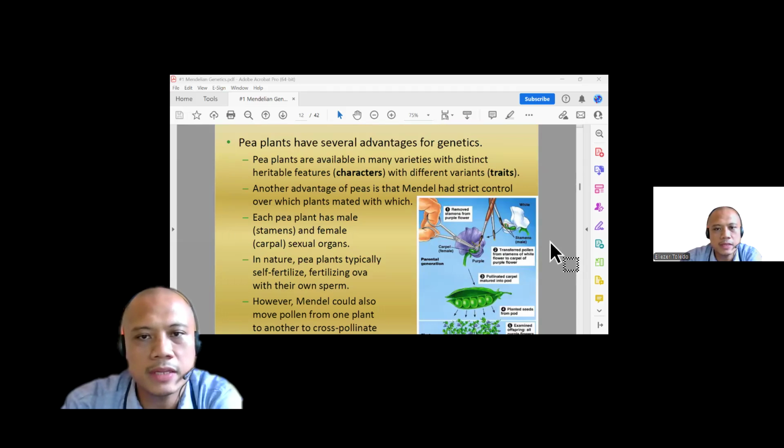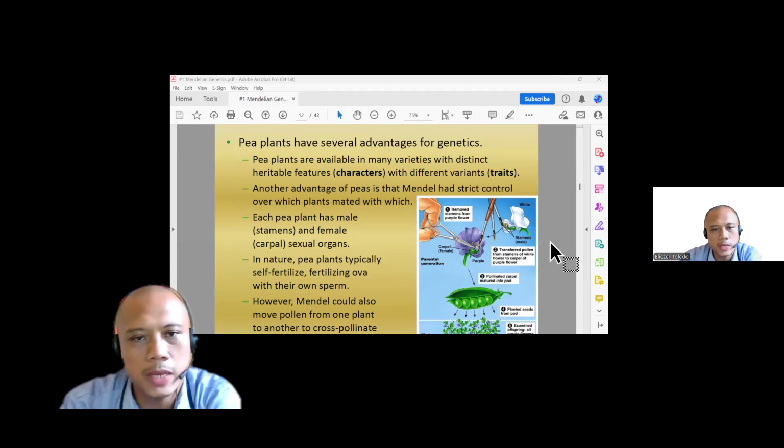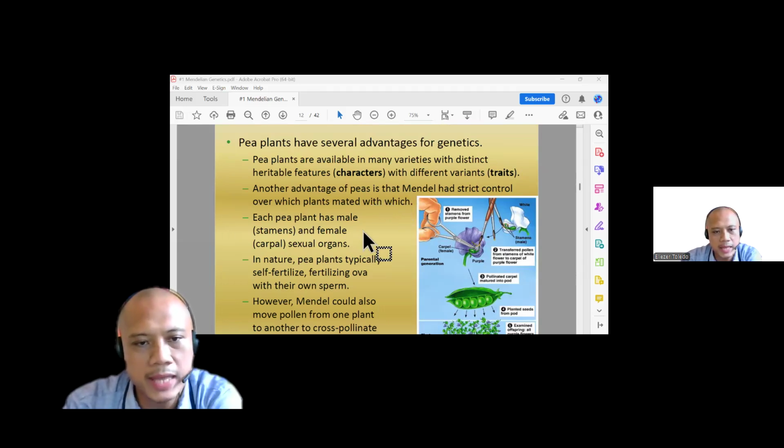Pea plants have several advantages for genetics, and these are the reasons why Mendel used this one. Pea plants are available in many varieties with distinct heritable features or characteristics with different variants or traits. Another advantage of peas is that Mendel had strict control over which plants mated with which. Each pea plant has male stamens and female carpels, or sexual organs.